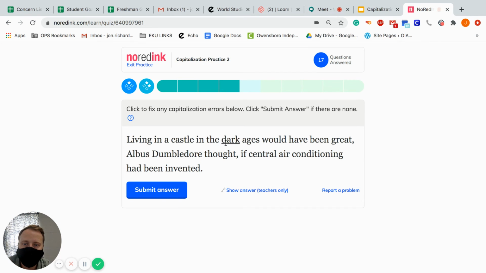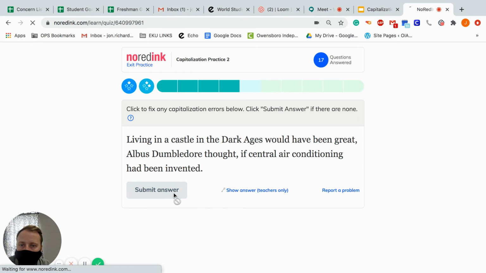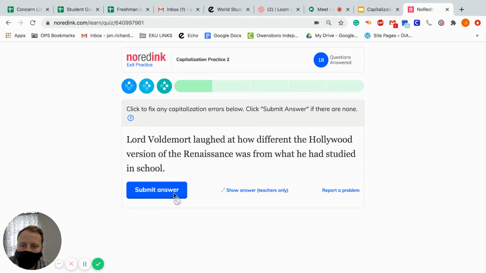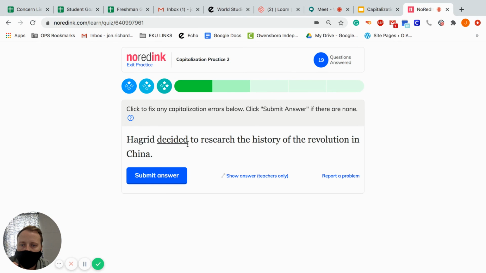Living in a castle in the Dark Ages. Dark Ages is a time period, so we do capitalize it. Lord Voldemort laughed at how different the Hollywood version of the Renaissance was from what he had studied in school. Renaissance is a time period, Hollywood is a place, so we're good. Hagrid decided to research the history of the revolution in China. It's not a specific name. It's not the Chinese Revolution, but it is talking about a specific place, so we do capitalize China.